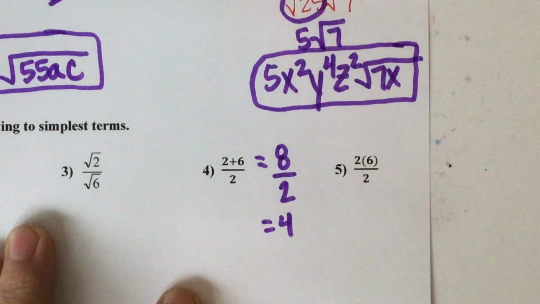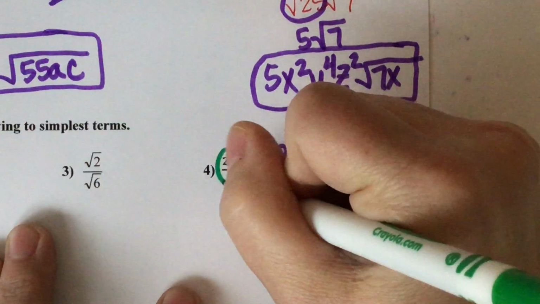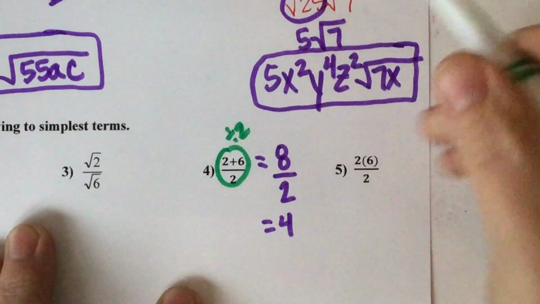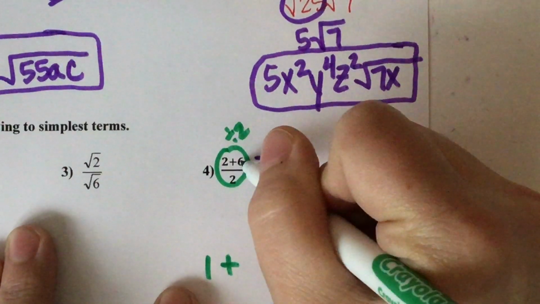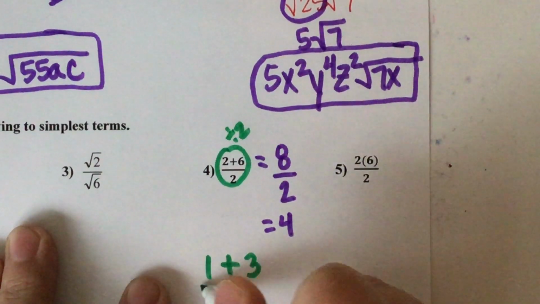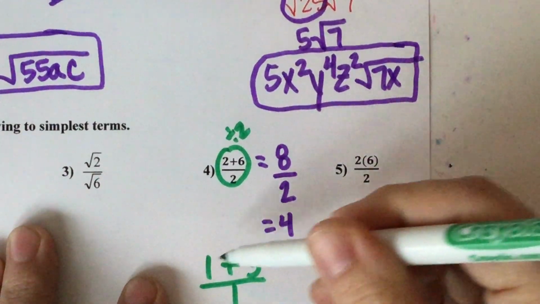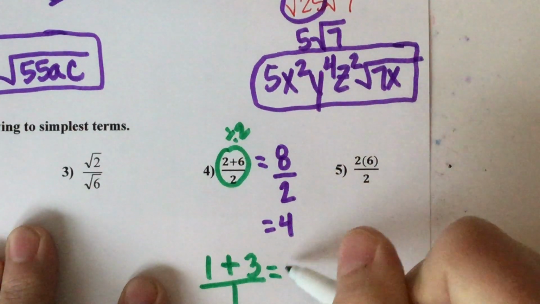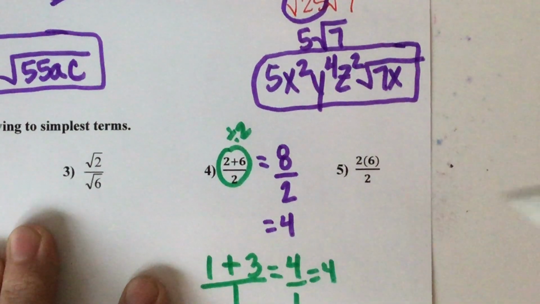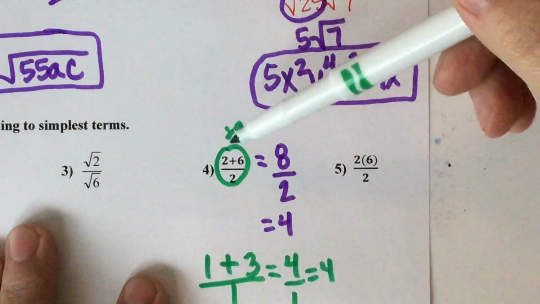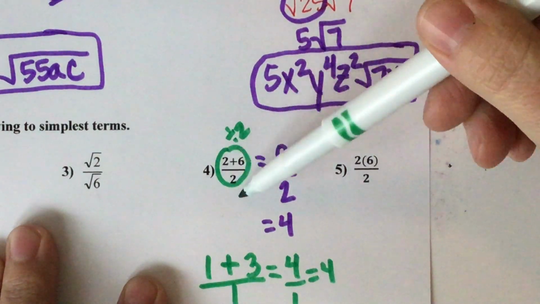Okay, so one thing I could have done is all 3 of these pieces can divide by 2. So 2 divided by 2 is 1. 6 divided by 2 is 3. And 2 divided by 2 is 1. Then I could have worked it. 1 plus 3 is 4. And 4 divided by 1 is 4. So I get the same answer. So what that shows you is you could reduce all 3 pieces, but you can't just reduce one piece.